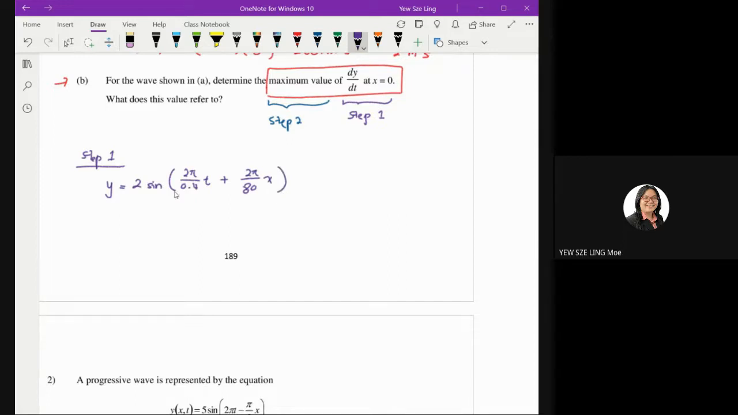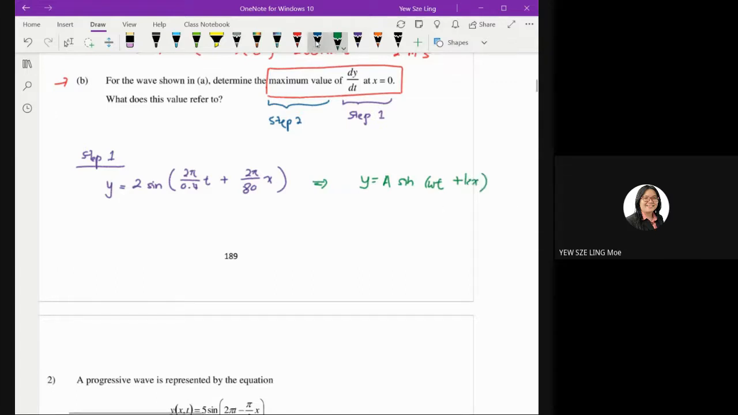So these are the equations given. What we want to do right now is differentiate this equation. Of course, if you think it is very hard to differentiate the equation with values, you can always differentiate the general equation. So you have y equals 2 sine (2 pi over 0.4 t plus 2 pi over 80 x). This is actually coming from y equals a sine (omega t plus kx).